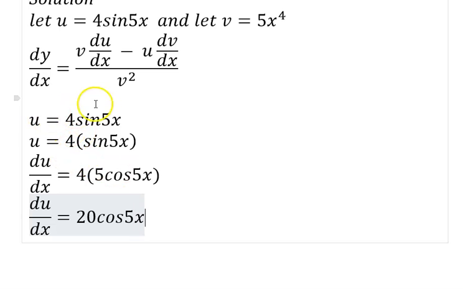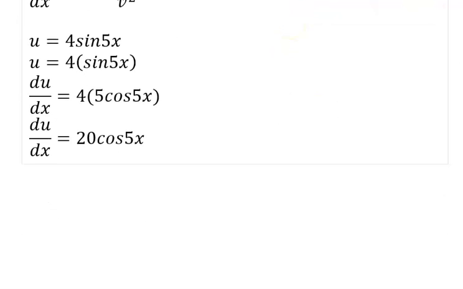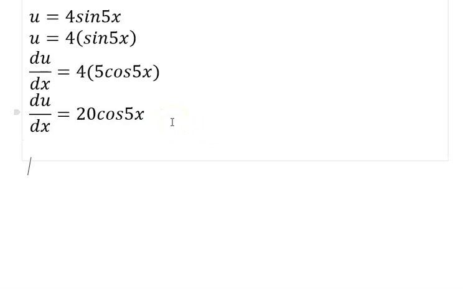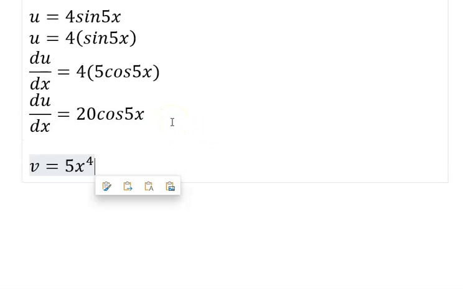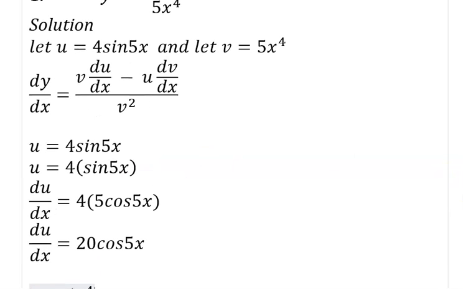Awesome. So in your formula you now have u, which is 4 sine 5x. You have du dx now. This is the du dx, which is 20 cos 5x. Okay. Let's now deal with v. Our v is 5x raised to power 4. Now let's differentiate to get dv dx, because we are going to need it in our formula.